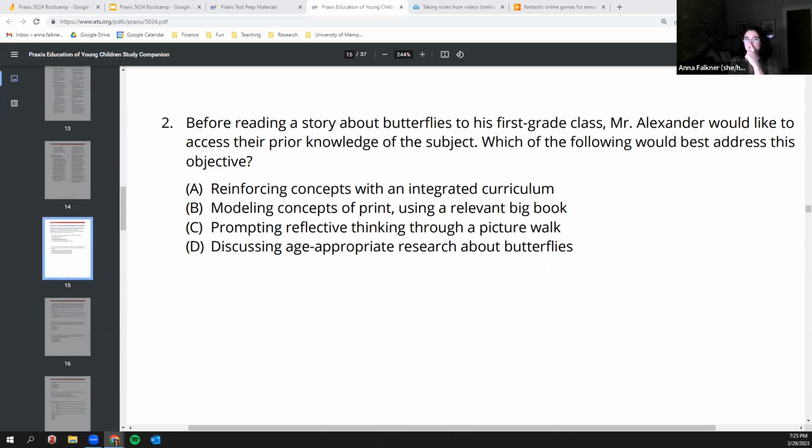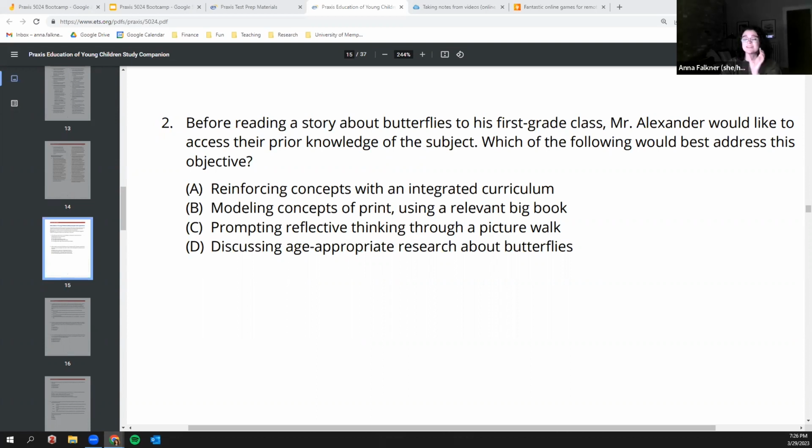Somebody who did C, why did you do C? I picked C because with reflective thinking, he might go through and ask them questions about what they remember from a previous lesson or what they learned from maybe kindergarten. Yeah. Go through that with them.